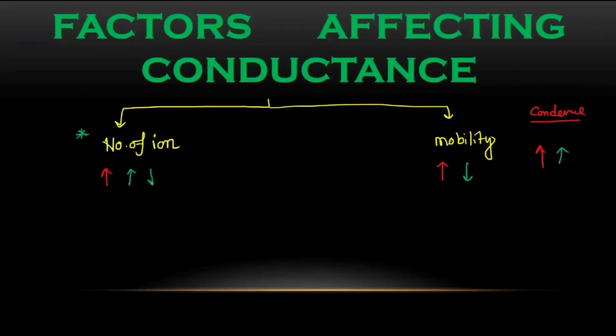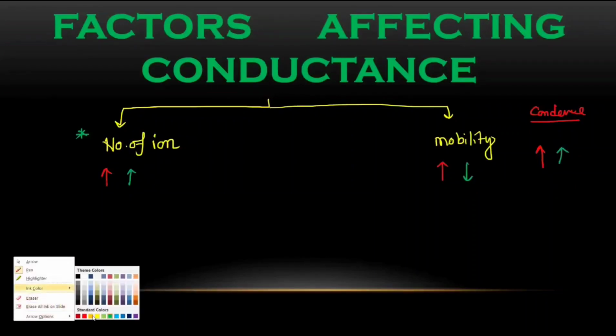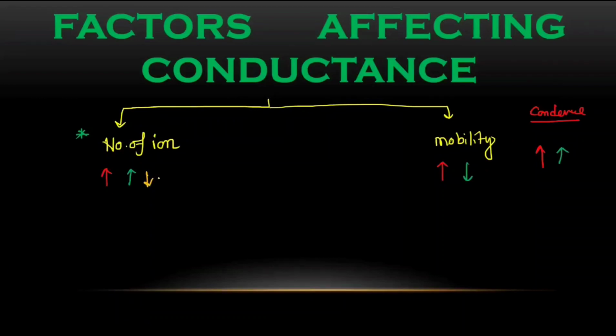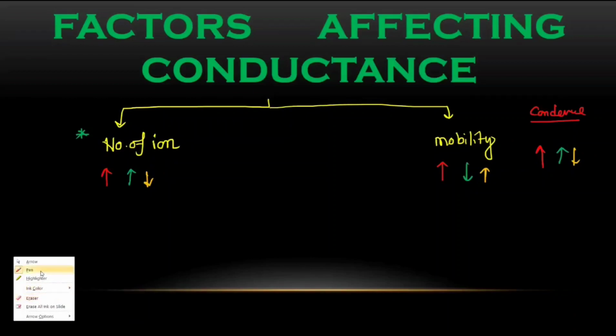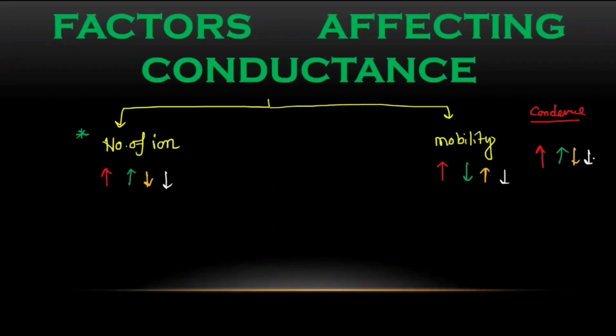If number of ions decreases, let me take another color. If number of ions decreases and mobility increases, then guess what will happen? Because the prior factor is number of ions, it is decreasing, so conductance will also decrease, right? And fourth one, if this decreases and this decreases, then conductance will also decrease, right? So the effect on conductance will basically depend on the effect on either number of ions or mobility.